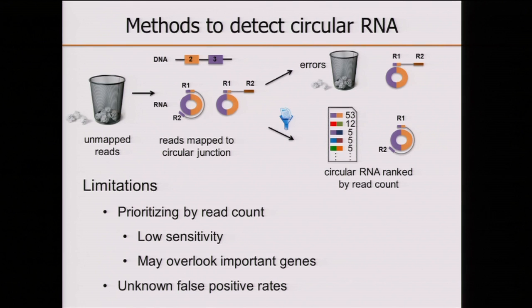So if you want to be a bit more stringent, you would say, okay, I'm only going to consider circular RNA that have 10 or more reads. And if you want to get more results, you can say, I'll take anything with two or more. But you have no idea how changing these thresholds actually affects the quality of your data or the level of false positives you're seeing. So what are these false positives and where do they come from?